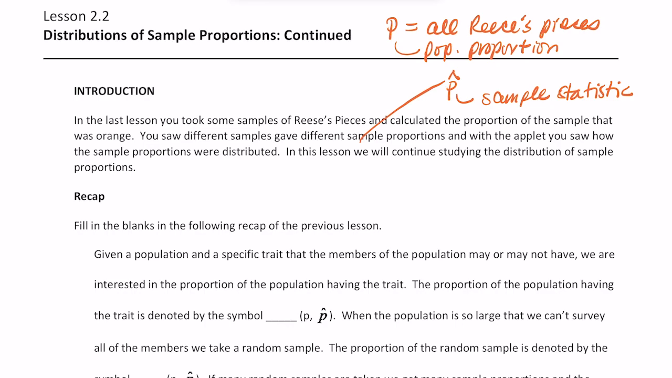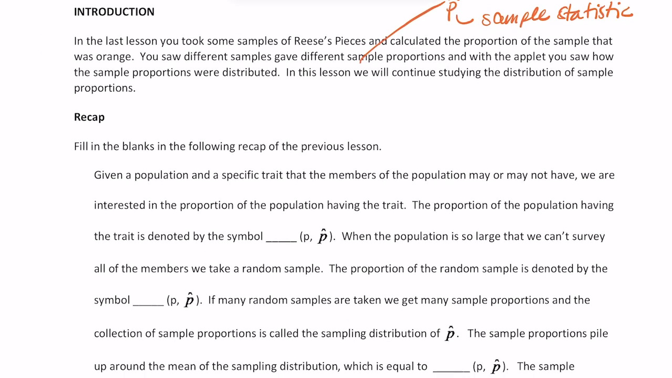What I'd like you to do is take a minute and pause the video and read through this paragraph and review what we talked about in the last section. You're going to be filling in the blanks, and you have some choices in parentheses. So for this first blank, you're either filling in P or P hat, and so on. So pause the video and then we'll come back and review.